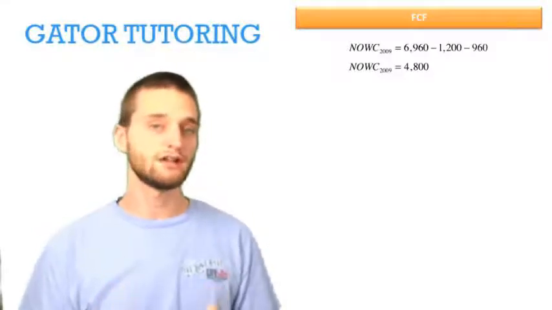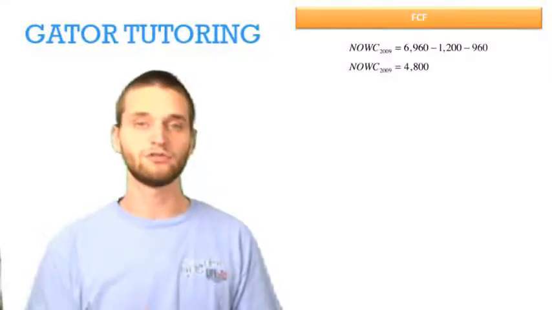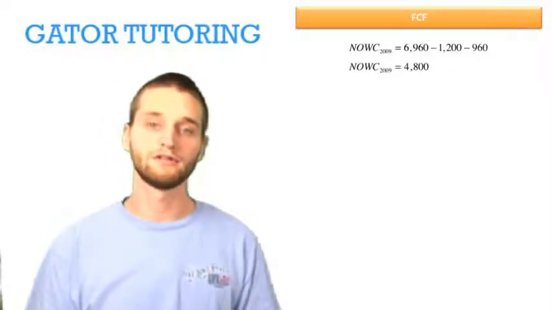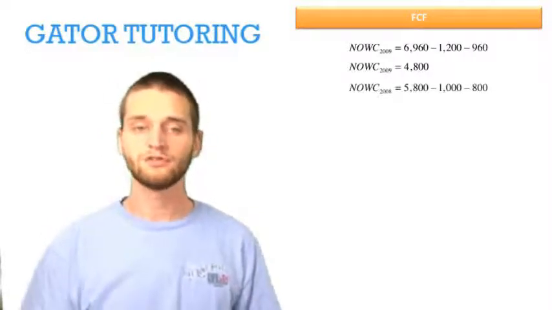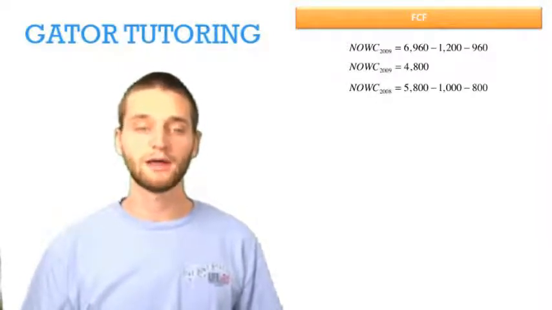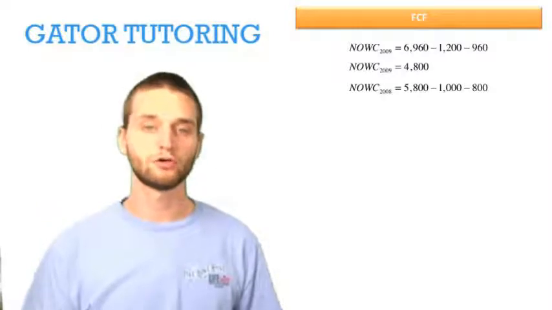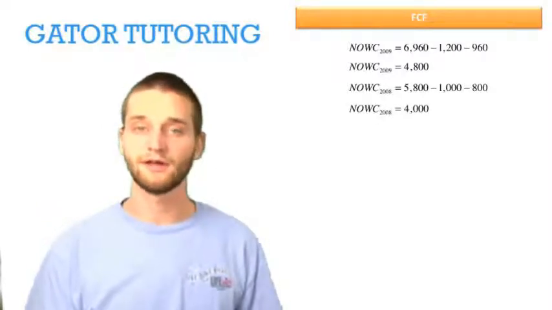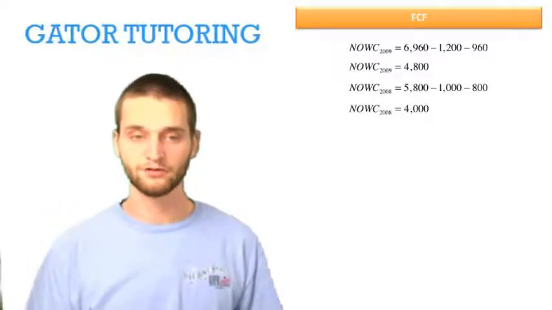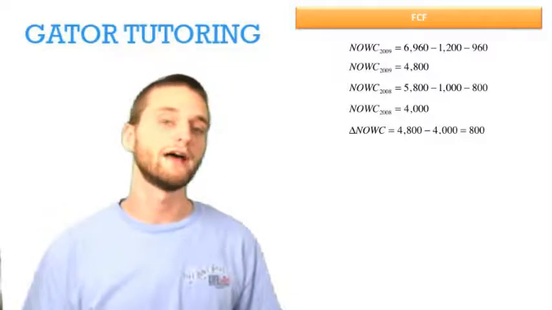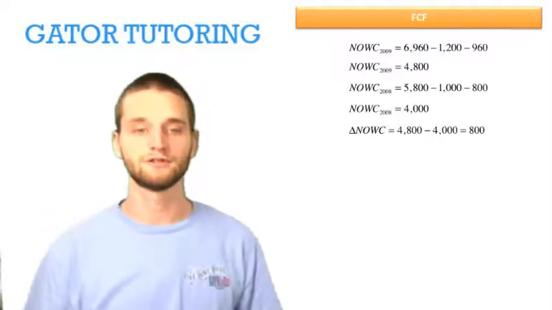Now we're looking for the change in NOWC from 2008 to 2009, so we have to find out what it was in 2008. Well, in 2008, our current assets were $5,800, our accounts payable were $1,000, and our accruals were $800. That gives us a net operating working capital in 2008 equal to $4,000, which means the change, which is the difference from 2008 to 2009, is positive $800.